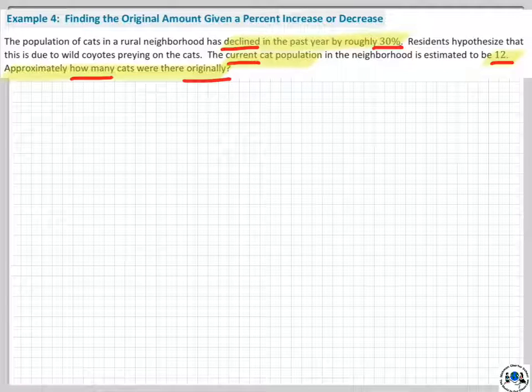So I've underlined a few key words. Declined, of course, and 30%. So we know our percentage, and we know it's a percent decline or decrease. The current cat population is 12. And then, how many cats were there originally? So you can see we're trying to solve for that whole, because that's the original part.